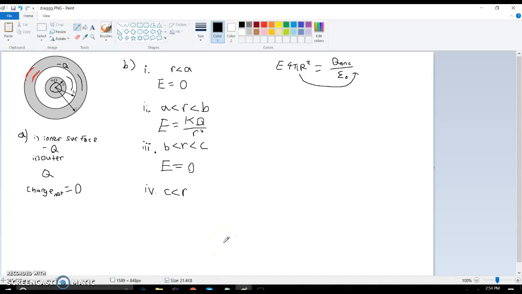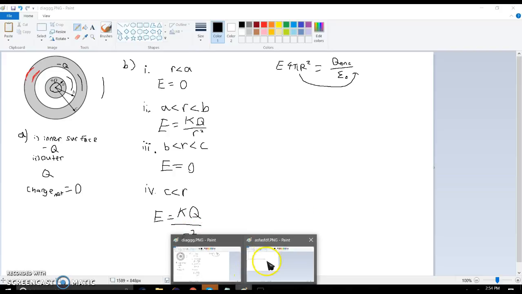In part 4, the surface is now outside of this entire diagram. So that means that we could again treat this like a point charge. In this case, we know that because the outer ring is neutral and the inner sphere has a positive Q charge, the net charge is just Q. So again, the electric field is just kQ over r squared.